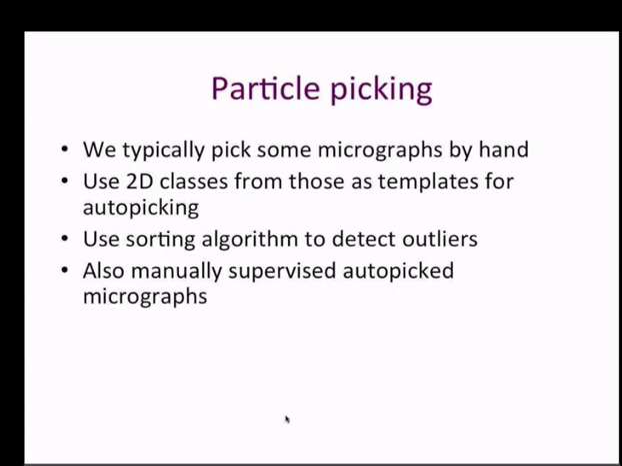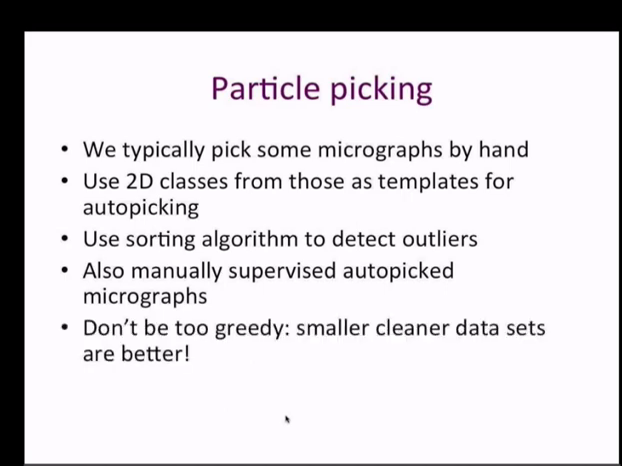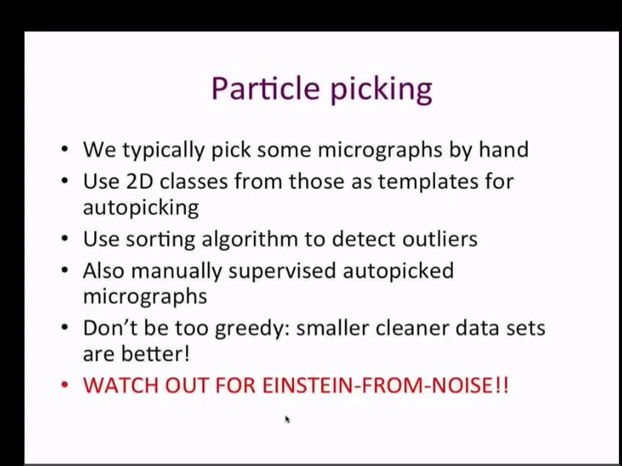So if you then have your auto-picked coordinates, we do like to quickly go through many of the micrographs, if not all of them, just to see that the auto-picked coordinates make sense, and if there are obvious outliers, we can remove them with the middle mouse in the Relion picking GUI. My general advice for particle picking would be, don't be too greedy, because smaller, cleaner data sets are better than very big, dirty ones.